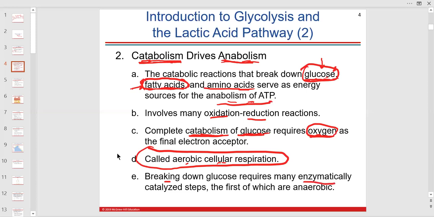And we'll go into that next time a little more deeply. So let's just see what's going on first. The first of which are anaerobic, so that could be your lactic acid pathway and your glycolysis. Lactic acid is anaerobic. Let's remember that now.